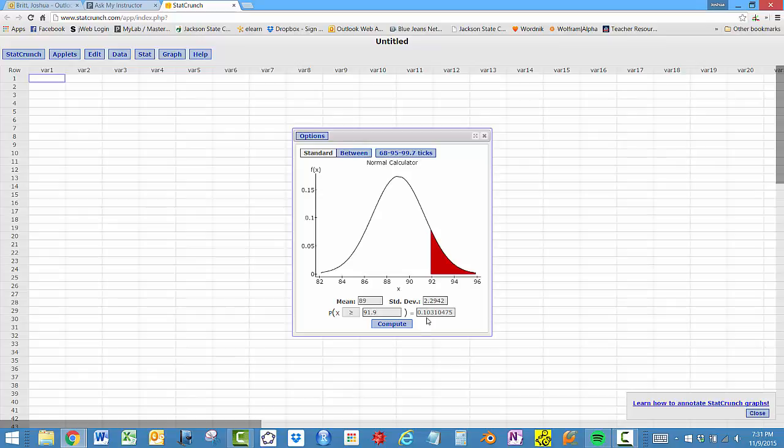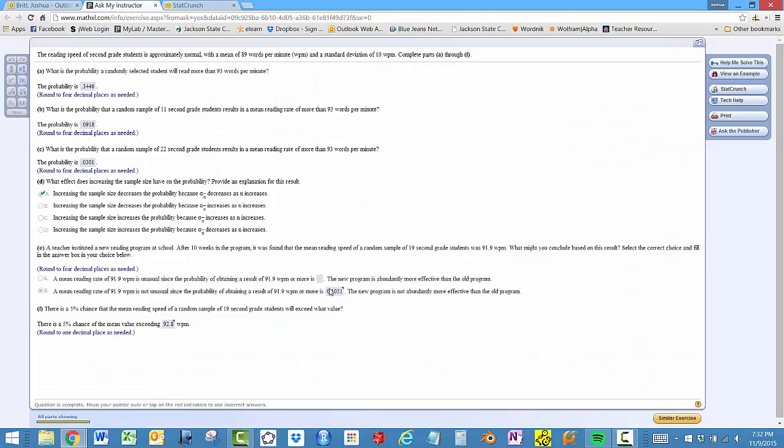And there's the 0.1031, which is what the answer should be. You answered 0.9890. And then here, there's a 5% chance that the mean reading speed of a random sample of 19 sixth grader students will exceed what value?